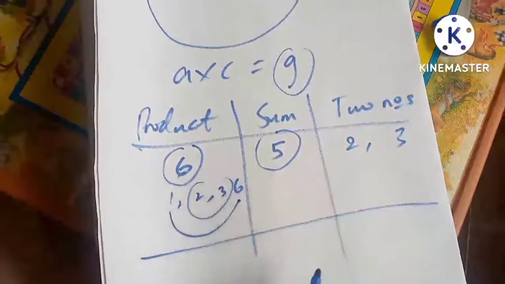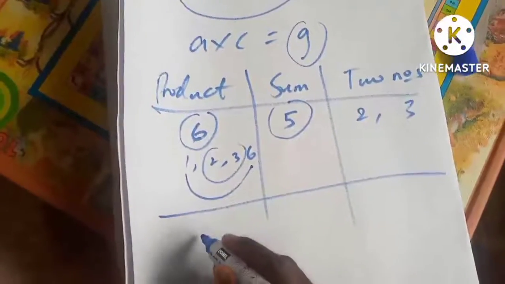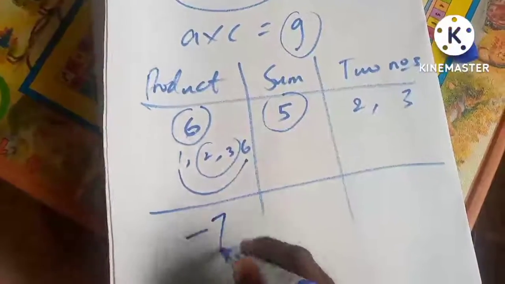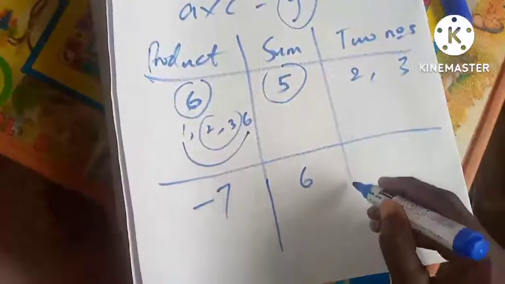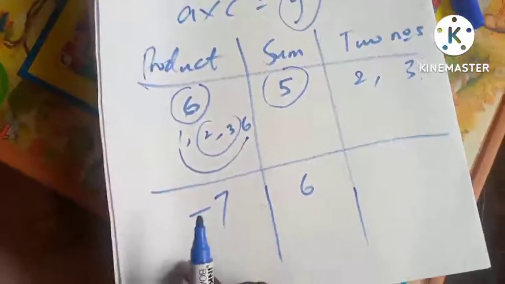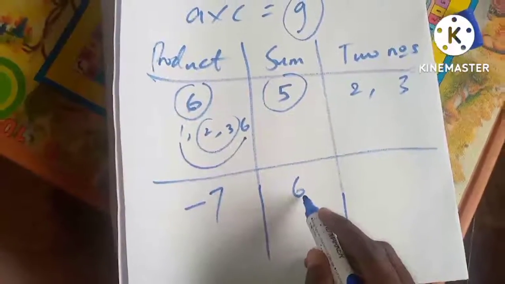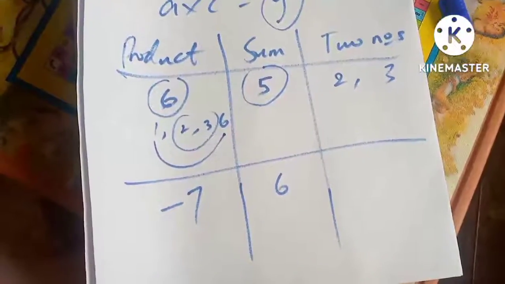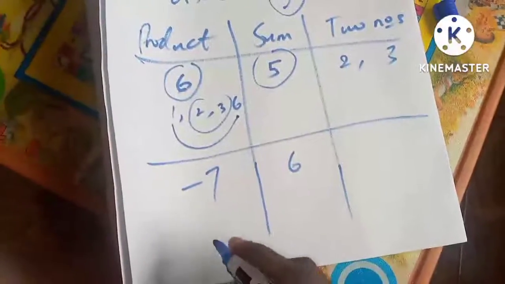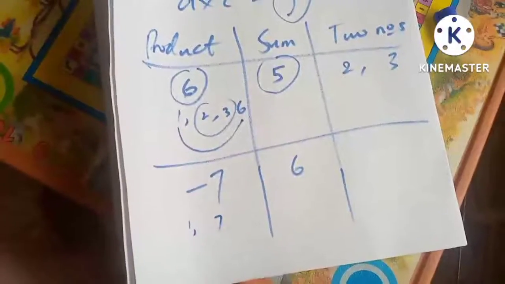Let's think of another problem. If I'm looking for two numbers such that the sum will be 6 and the product will be -7, what are the numbers? Can you think of any two numbers I can have? Let's think of the factors of 7. I have just 1 and 7 as factors of 7.